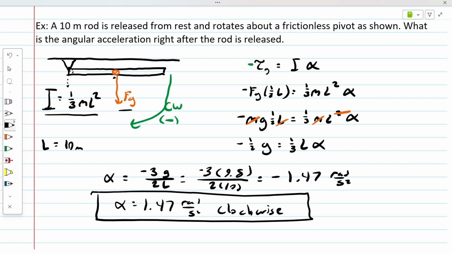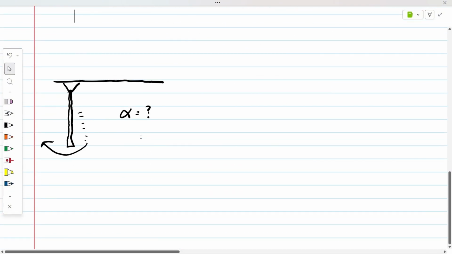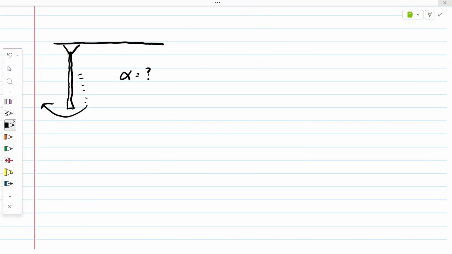Okay? And so now you might be thinking, does it matter when we're calculating this? Is this angular acceleration constant? And the answer is no, it's not constant. And let's see why. So let's consider the rod has rotated and now it's at this bottom position as shown here. So it started up here, this was the rod, and it swung down and now it's in this position. Well, now we know the rotational inertia is still going to be 1/3 mr squared, nothing changed there. The length is still 10 meters.